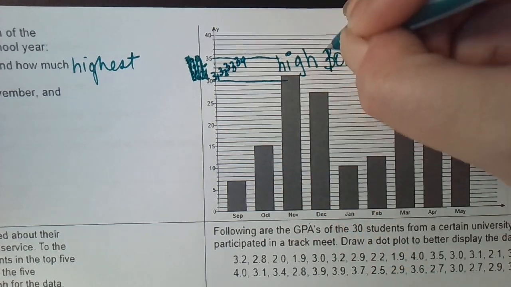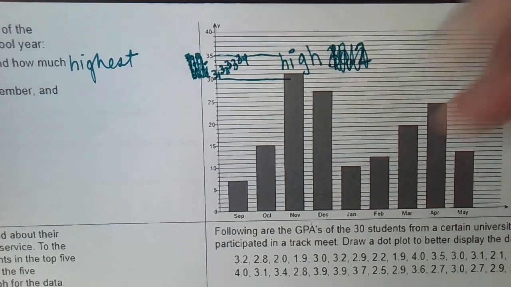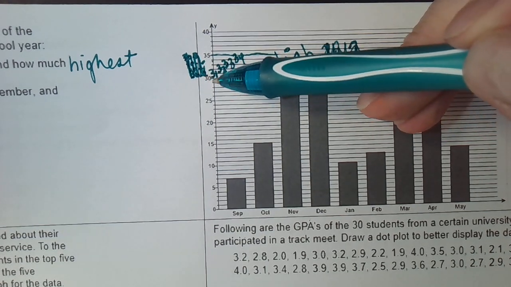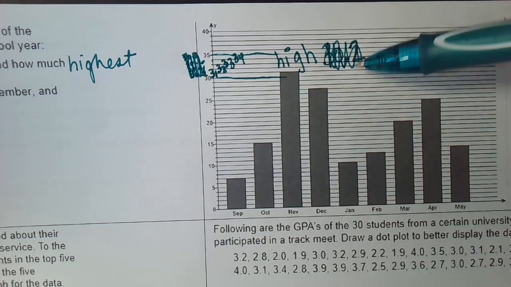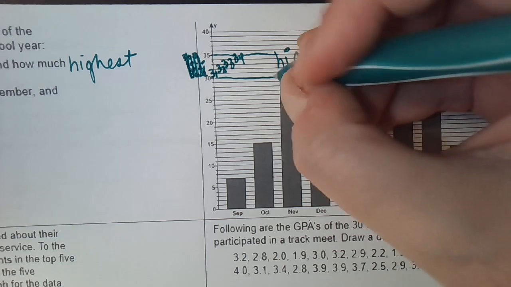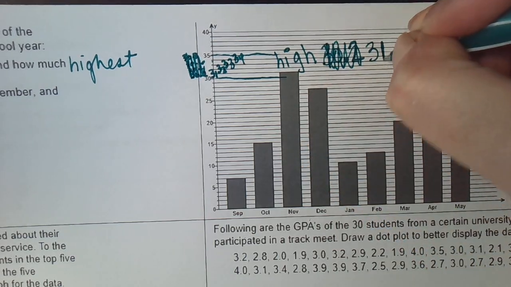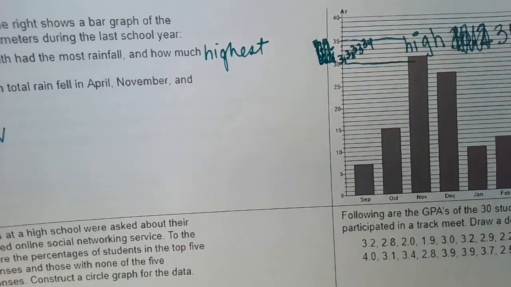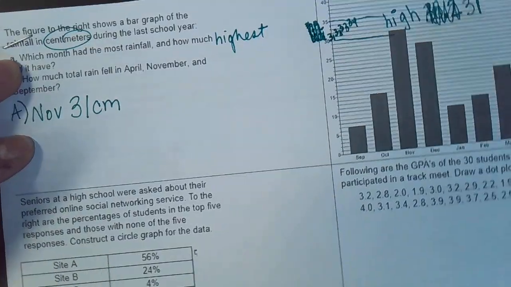Okay, so this highest thing, I need to put my glasses on. Okay, so this bar does not go 30.2 high. It just goes 31. My bad, I didn't have my glasses on. Okay. So, November is 31 centimeters high.